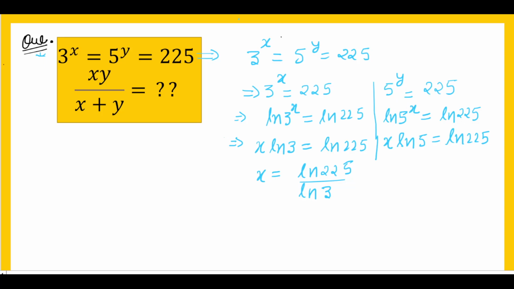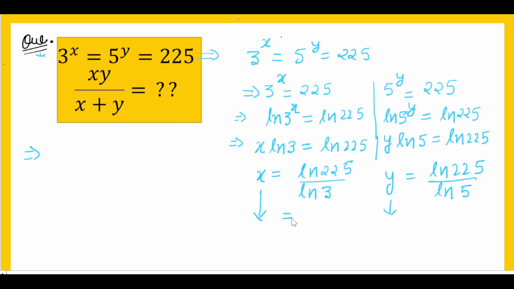Sorry, here we have y now. We need to write y. In this step we have y over here. From here you can get y equal to ln 25 over ln 5. We have x and y.